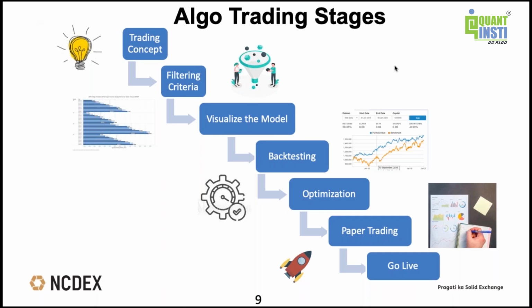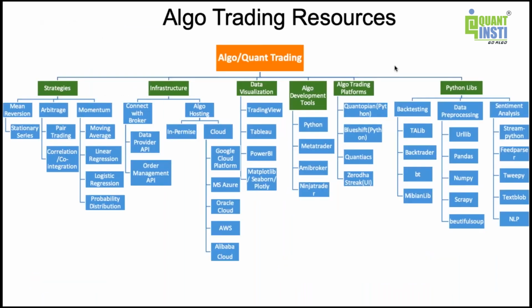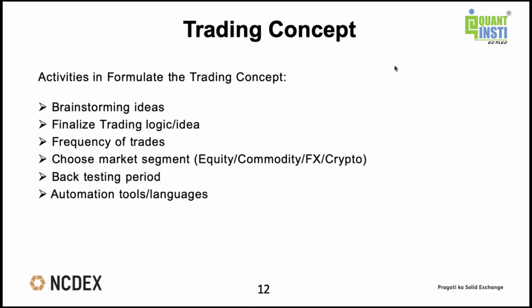Let us start with the very first and very important algo trading stage, that is the trading concept. In the trading concept stage, there are various activities we need to perform. The first thing is brainstorming of the idea. We might have multiple ideas, but we don't know which idea to continue with, so we need to do the brainstorming.